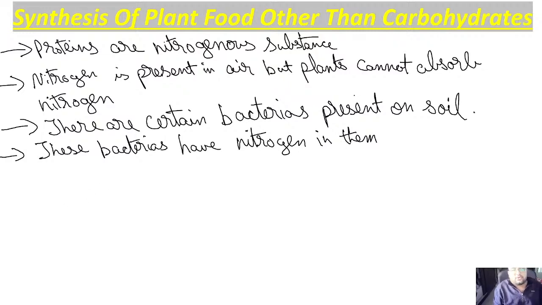So students, proteins are actually a nitrogenous substance. Plants require nitrogen to get proteins. Nitrogen is present in the air, but plants cannot absorb it. So what happens is, there is certain bacteria present in the soil, in the ground where plants are planted.